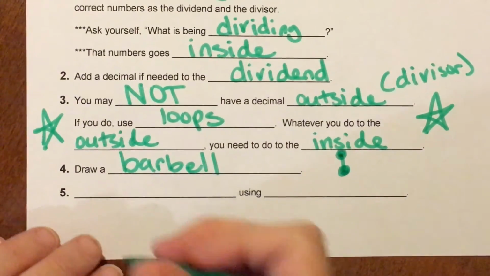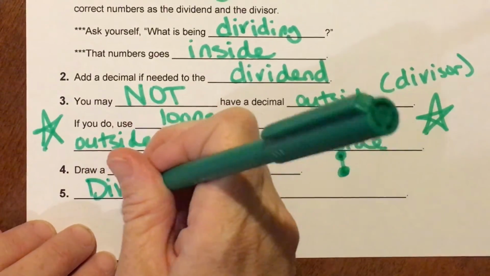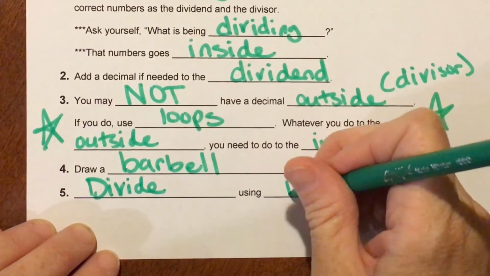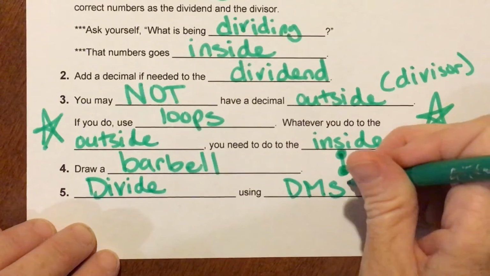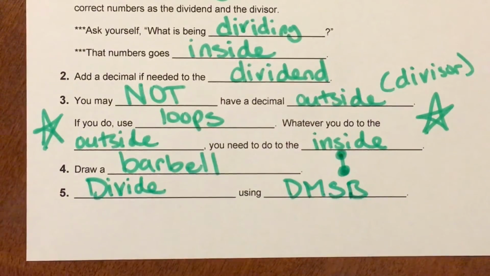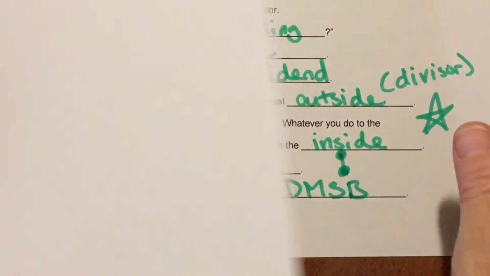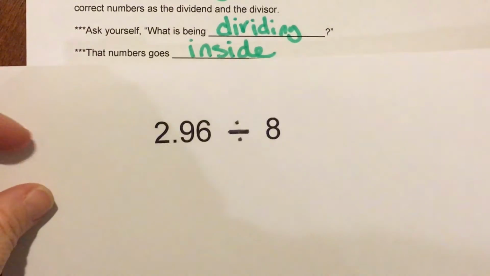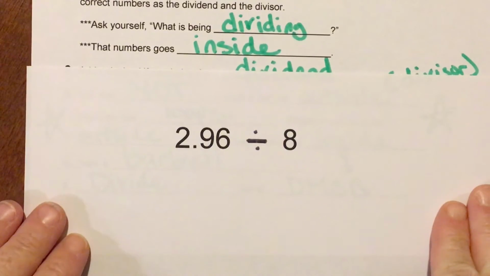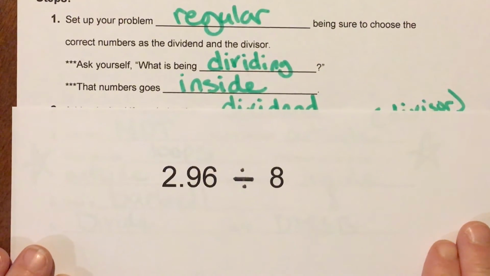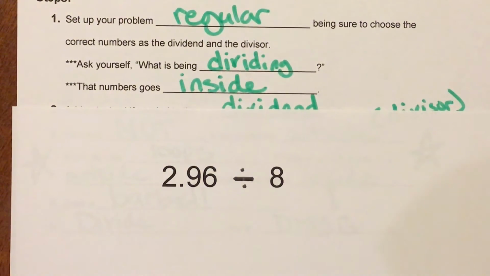Okay, and our final step is we're going to divide using daddy, mommy, sister, brother. Okay, so what does this actually look like? Here's my first problem, and I'm going to look at step 1 to help me. Step 1 says I'm going to set it up regular, being sure I put the correct number inside and out.